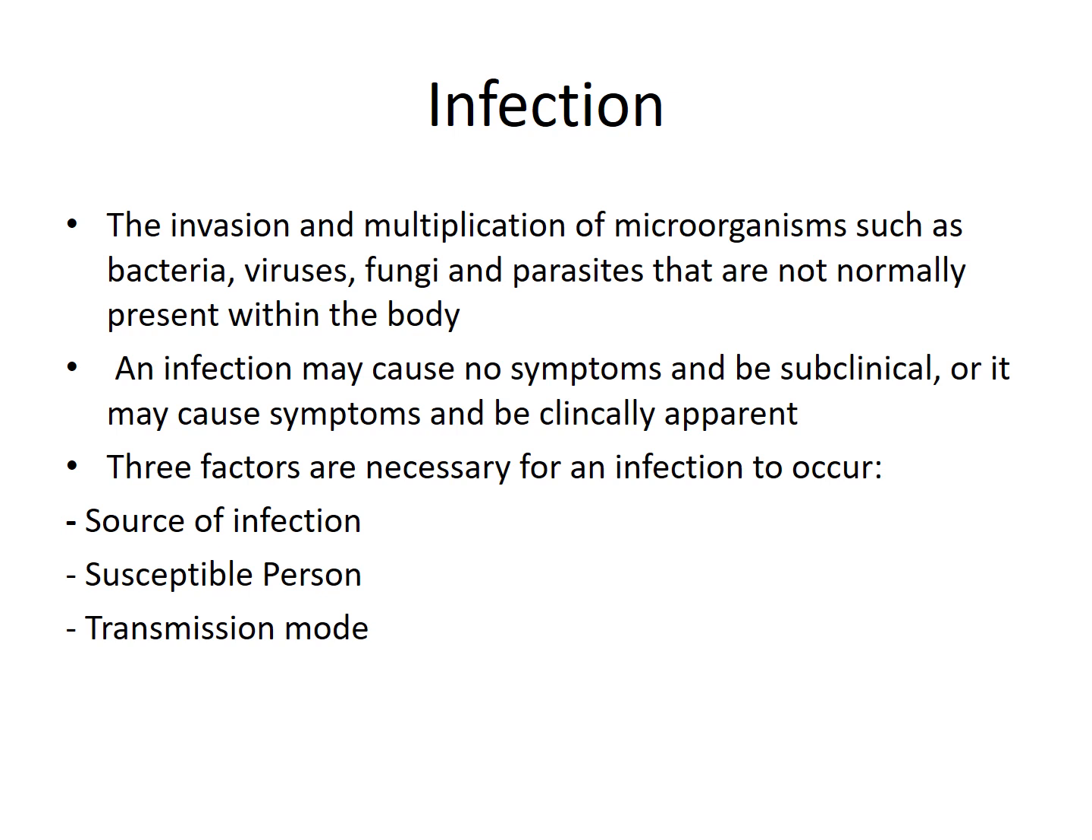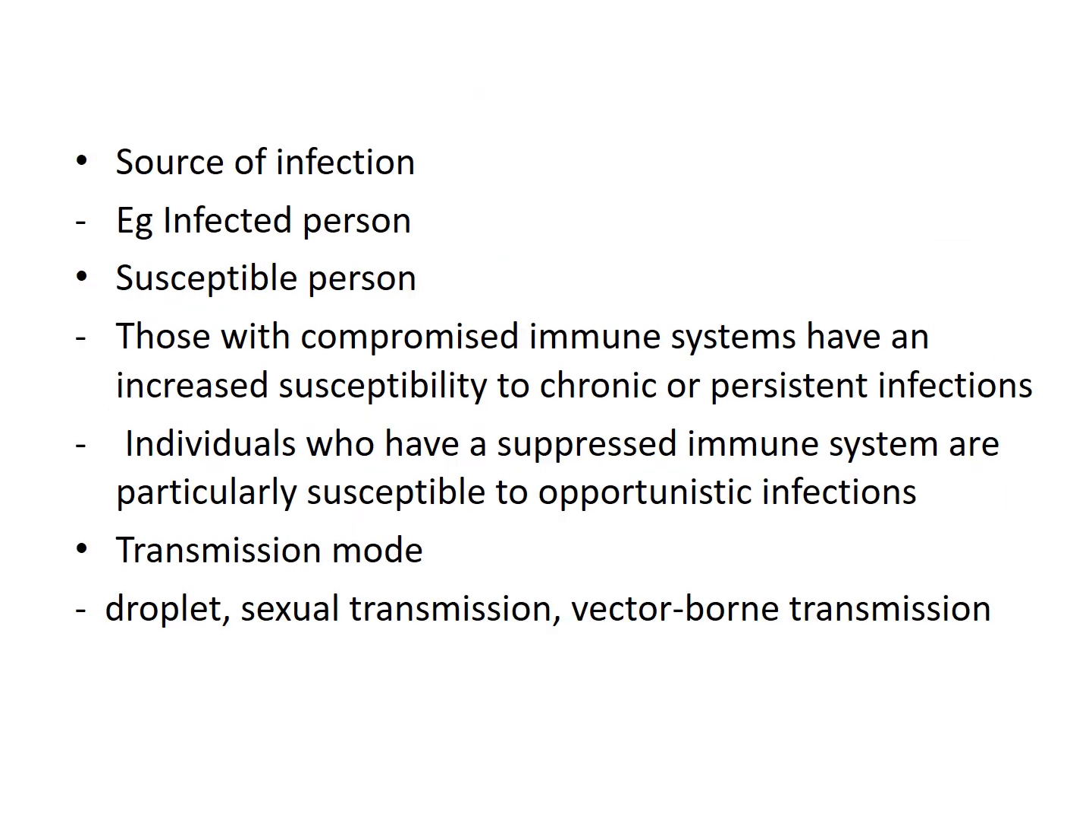Three factors are necessary for an infection to occur: source of infection, susceptible person, and transmission mode. Example of source of infection is infected person. For susceptible person, those with compromised immune system have an increased susceptibility to chronic or persistent infection. Those individuals who have a suppressed immune system are particularly susceptible to opportunistic infection. Infection can be transmitted by droplet, sexual transmission, or vector-borne transmission.